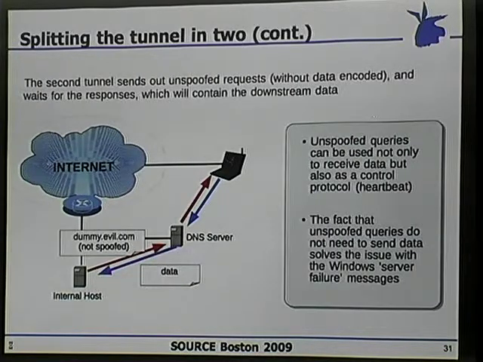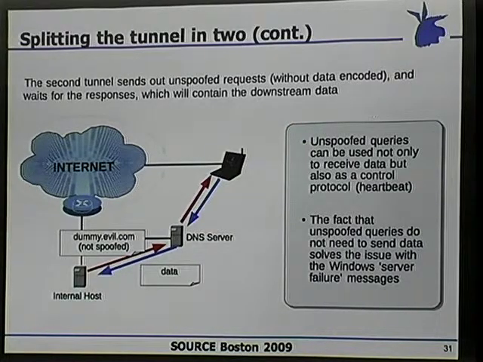And a second channel uses unspoofed requests, and we'll see why, without any data encoded in it, and just waits for the responses, which will contain the downstream data. So basically, we have two channels. One takes care of transferring the data out, and the other takes care of bringing the data back in.